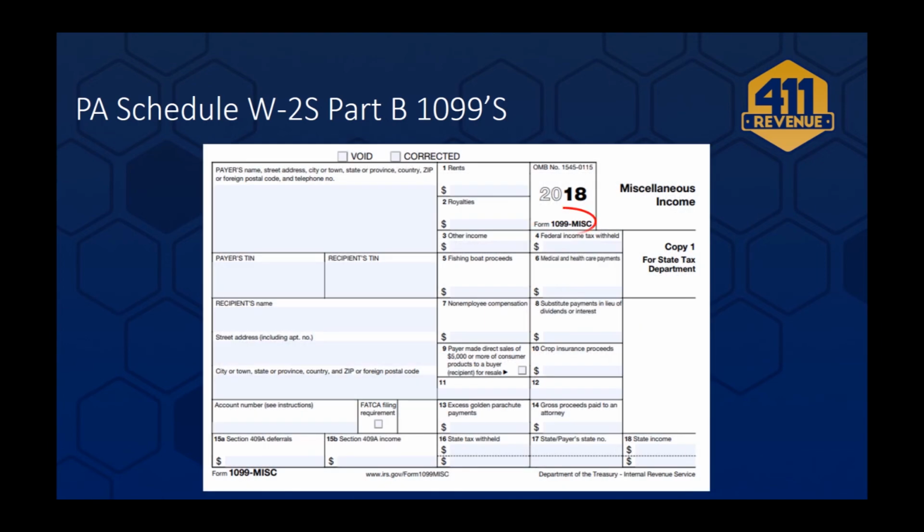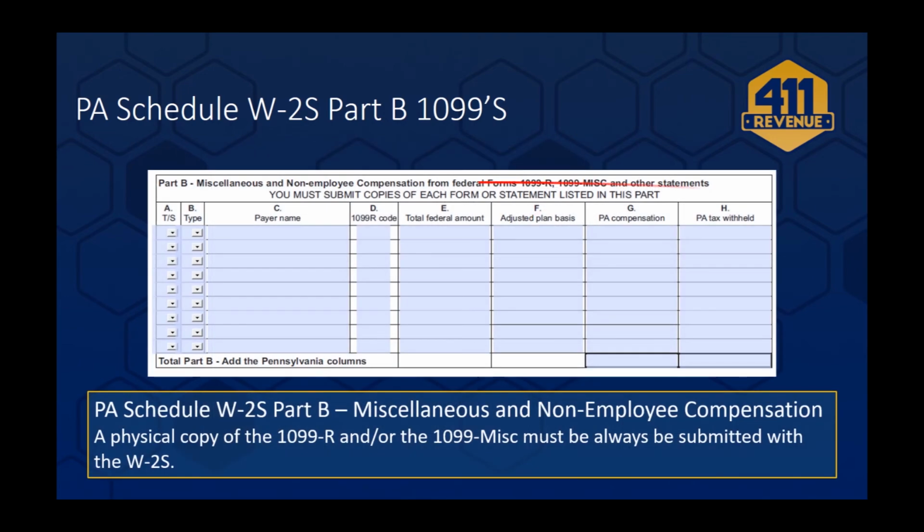Form 1099 Miscellaneous is used for miscellaneous income such as professional fees, non-employee or contractor compensation, rent payments, or awards. If you report any Form 1099 income on your state income tax return, you must include a copy of the form.